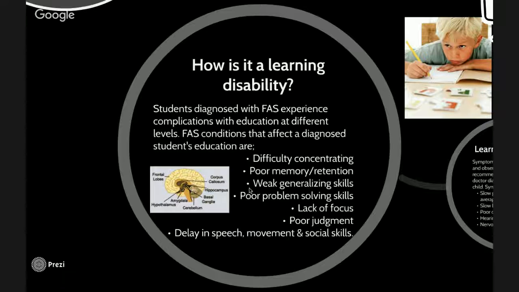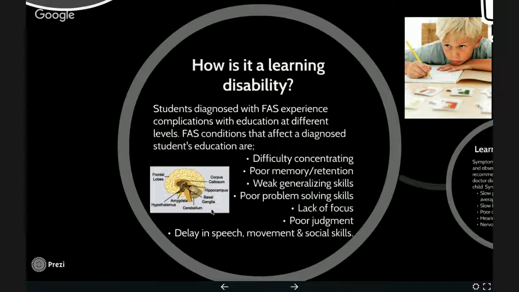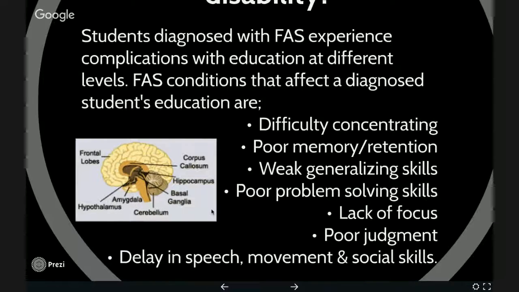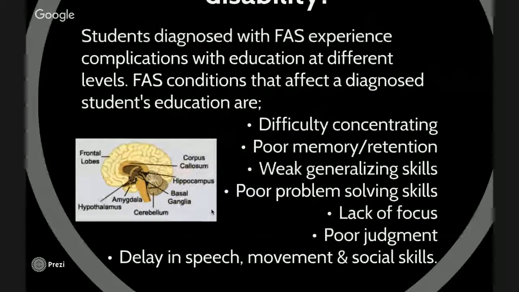A learning disability is a term referring to a group of disorders affecting academic skills. As shown on this slide, these are some of the complications caused by fetal alcohol syndrome, which can delay a student's academic development. So basically, like lack of focus, poor judgment, weak generalizing skills, difficulty in concentration. And if you look closer, I've actually posted an image of the brain and the areas that the syndrome actually affects.